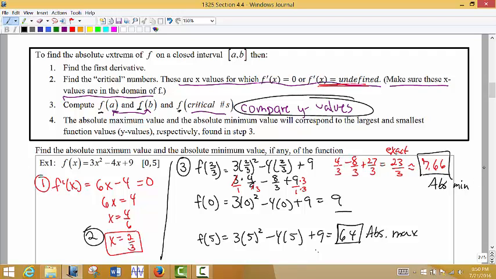So I want to report the actual point here. The absolute minimum occurs when x equals 2/3, and I'm going to give the exact value here without any rounding. I'm going to give the y value as 23/3. And then the absolute max occurs when x equals 5. So we'll say (5, 64) represents the point that is the highest point on the graph.